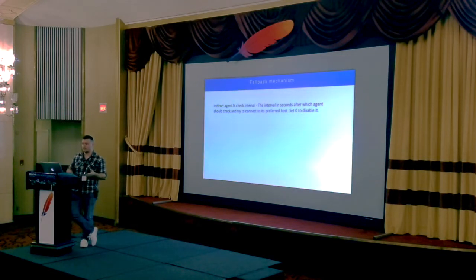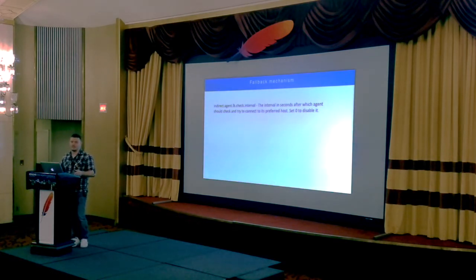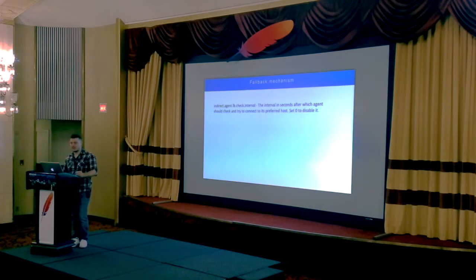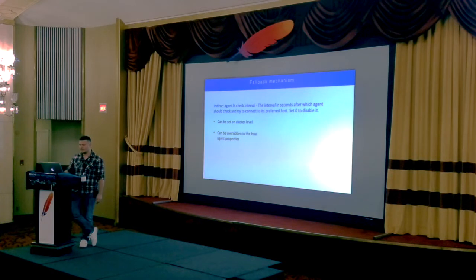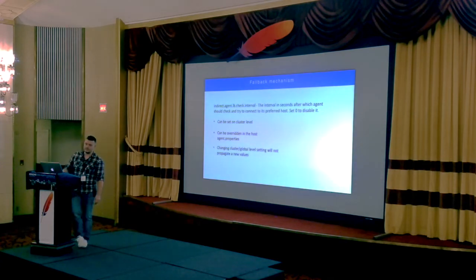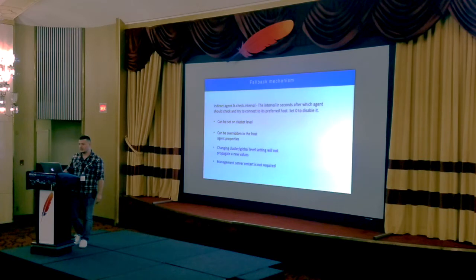So in the event of failure, for example, if I'm an agent connected to my primary host and it goes down, I will move to the next one, and every 30 seconds I would check if the primary host, the management server, is up, and if yes, I will connect to it. This setting can be set on a cluster level, and of course can be overwritten in the agent properties if you like, to be specific for a particular host. Of course, making changes to this setting will not propagate any new list for the agents, and you don't need to restart the management server to do so.